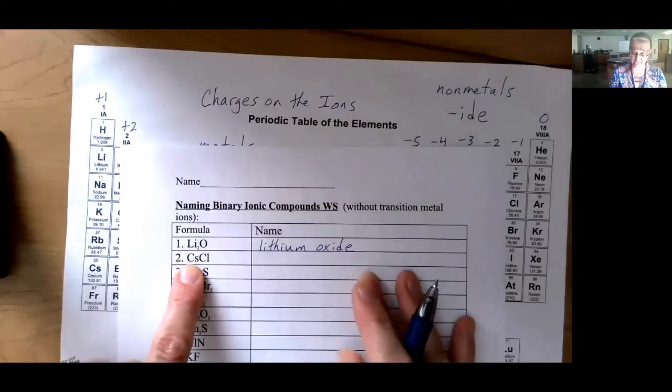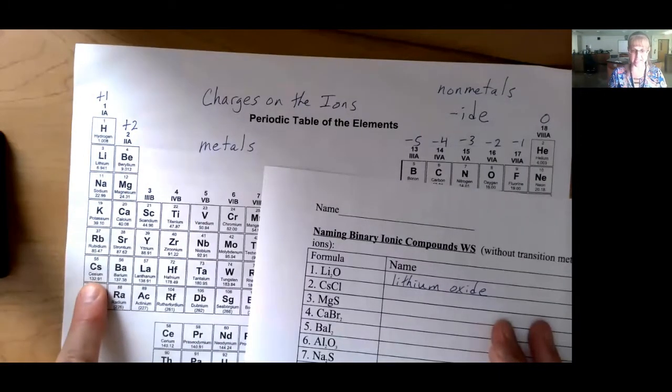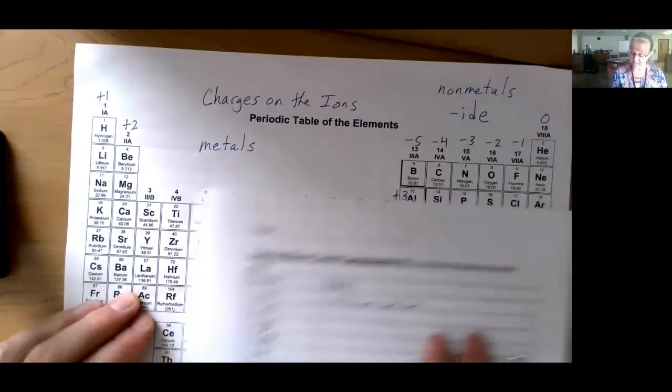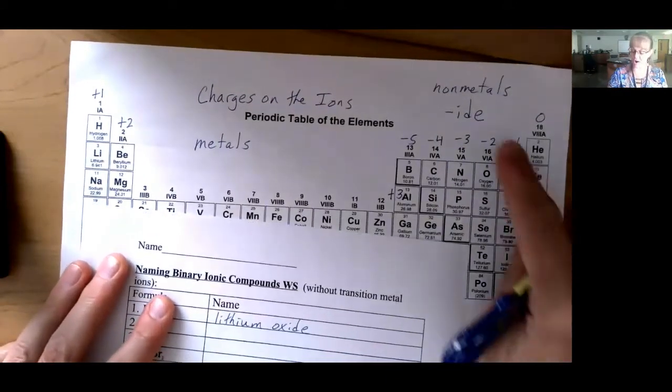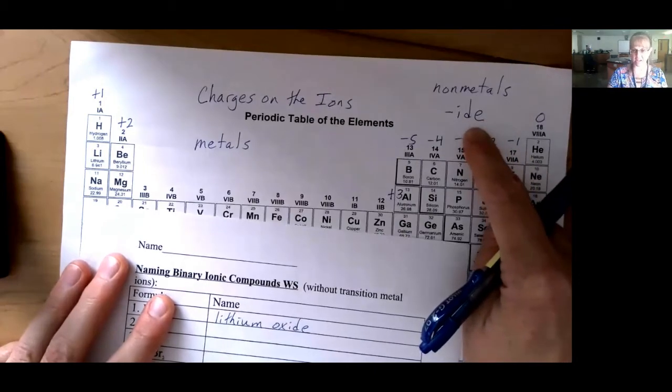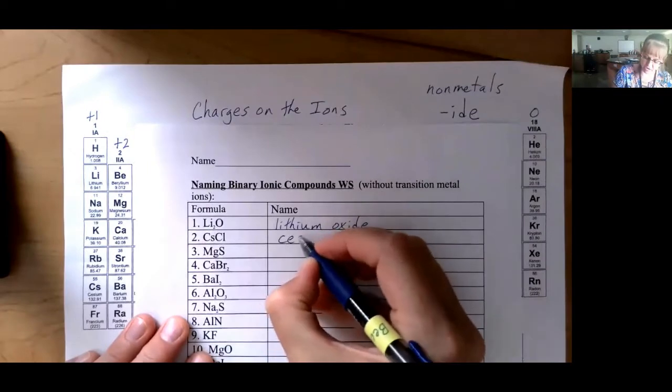This next one, Cs, remember the first one's on the left. There it is, cesium. And Cl, the second one's on the right. Chlorine becomes chloride. All the negative ions must end in ide. And so this is cesium chloride.